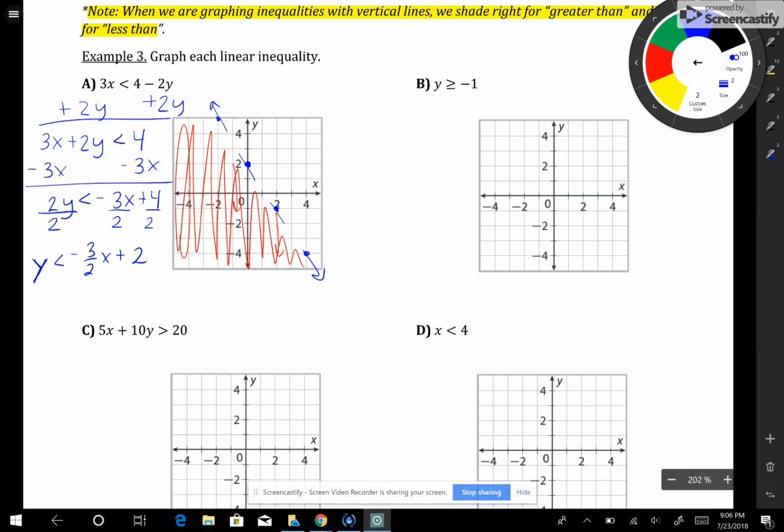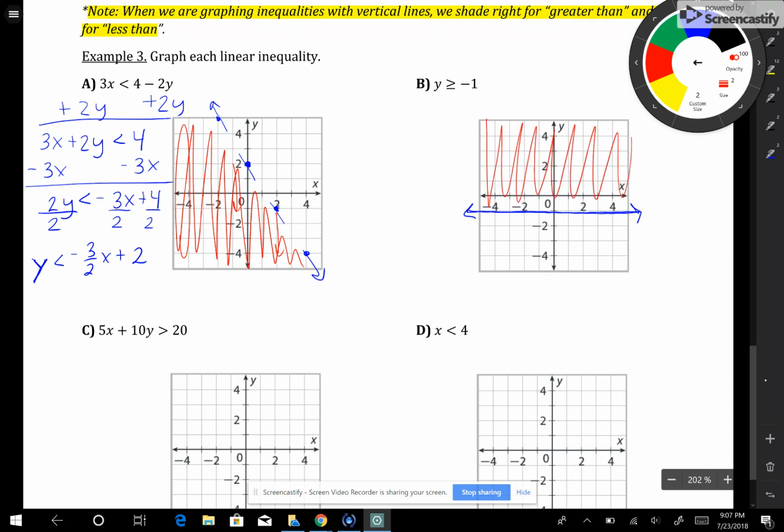Looking at letter B, we have a special case because it's just y is greater than or equal to negative 1. If you remember, this is how we write horizontal lines. You don't have an x in there, which means the slope is 0. Greater than or equal to means we're going to have a solid line. So I'm just going to have a solid line at negative 1, the y value of negative 1. And I'm greater than that, so that means you shade above. So every y value either on this line or above it is greater than or equal to -1.